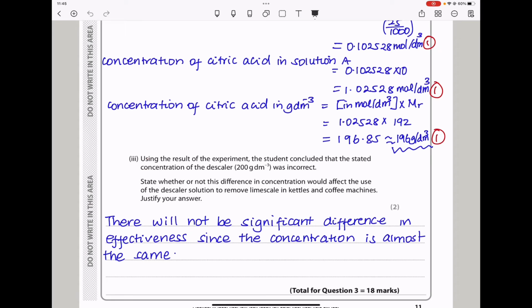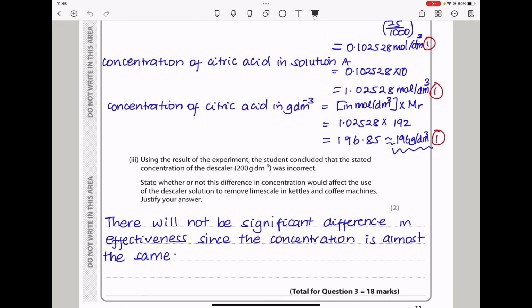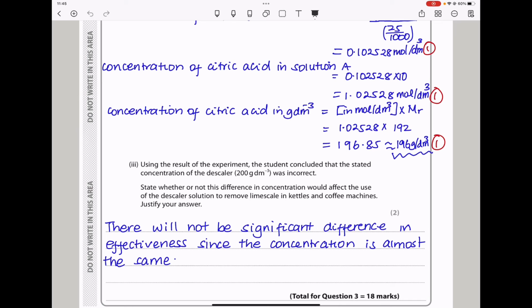So here they say, using the result of the experiment, the student concluded that the stated concentration of the descaler is different from 200 gram per decimeter cubed. State whether or not this difference in concentration would affect the use of the descaler solution to remove lime scale in kettles and coffee machines, and justify your answer. If we look at our answer, 196 is not that different from 200, so for me I said there will be no significant difference in effectiveness since the concentrations are almost the same. So this brings us to the end of question 3.